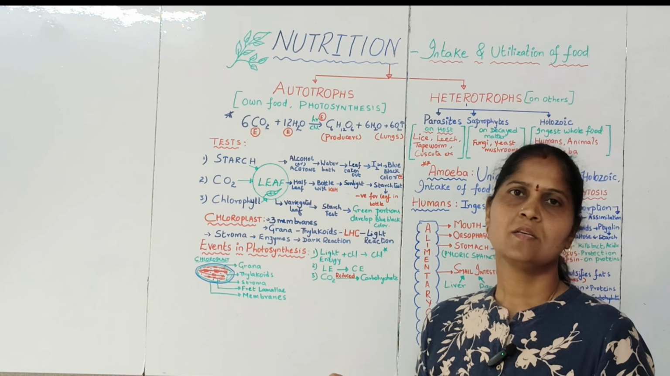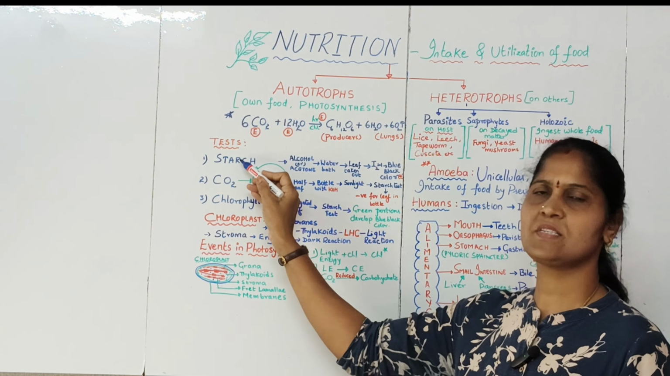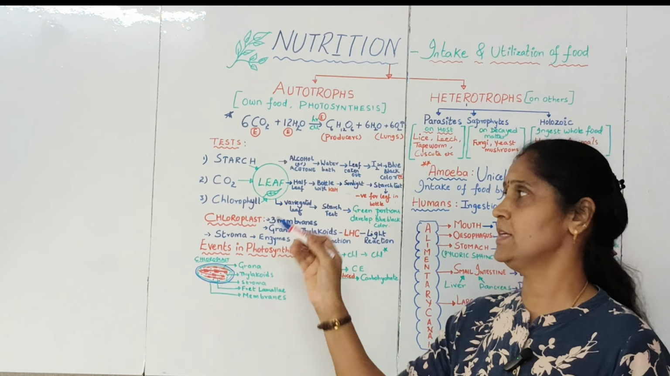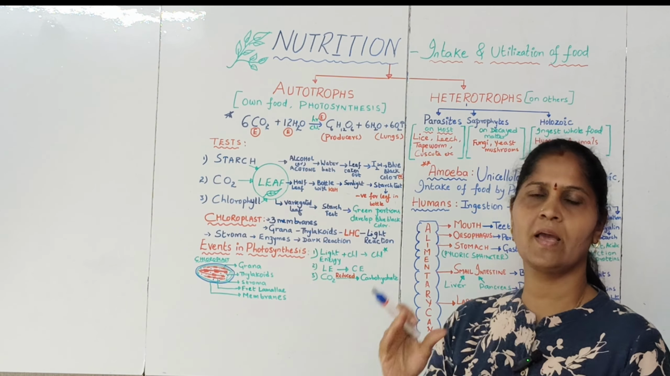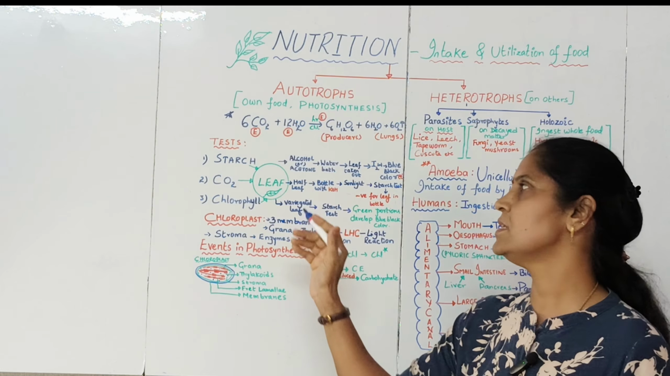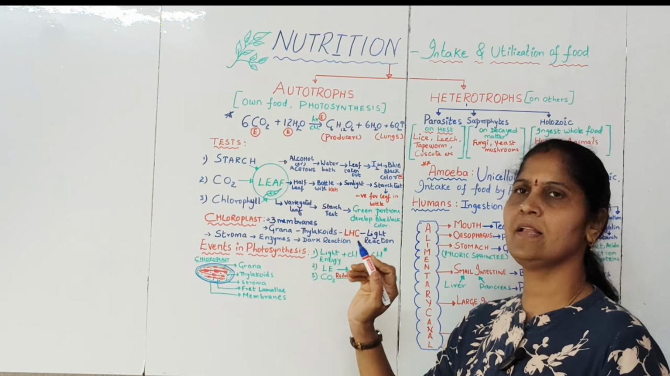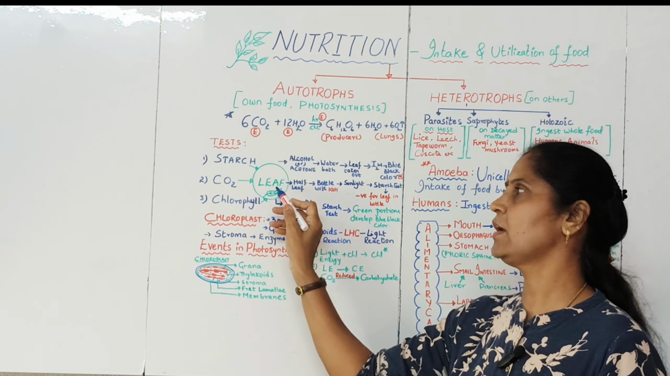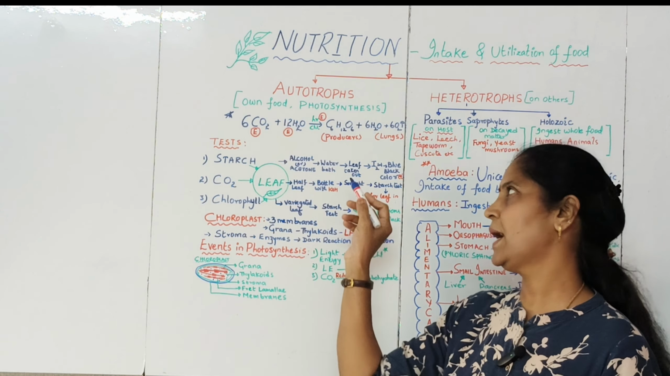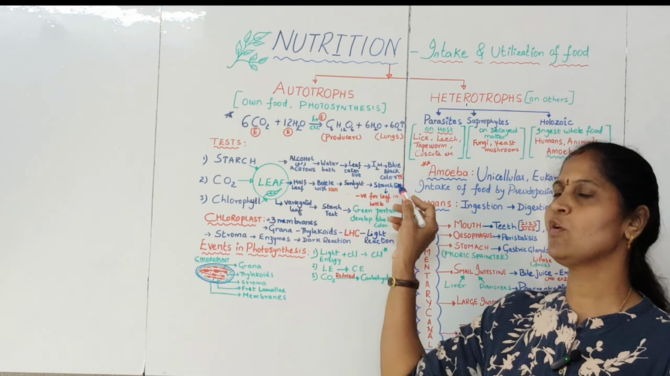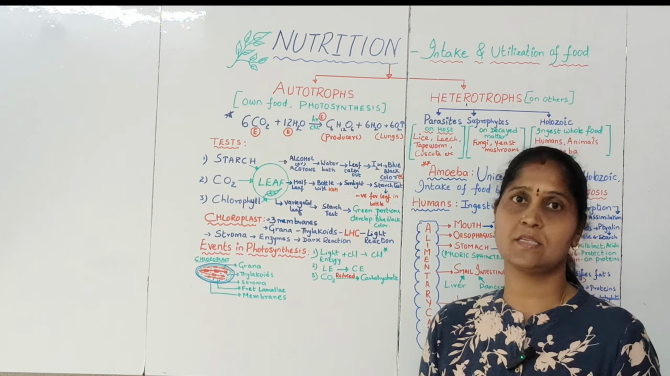Coming to the tests, we have different tests in this lesson that you have to learn. You have the starch test, which is very important for all other tests. For all the tests, the central, basic thing you need is a leaf, so I have written leaf in the center. For the starch test, you take a leaf, then put it in alcohol or acetone in a water bath. Then the leaf is taken out and you add iodine, which will give rise to a blue-black color. That is the test for starch, if you remember.